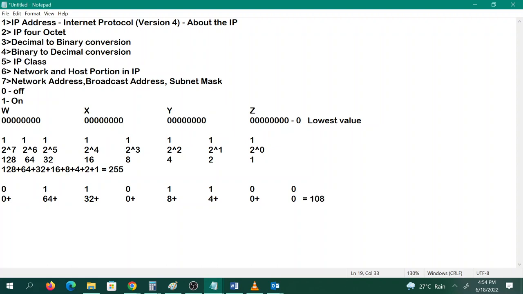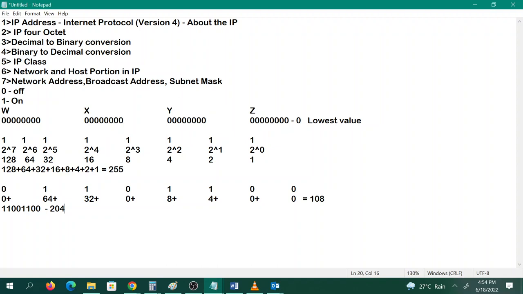108. Like if we get, for example, 1 1 0 0 1 1 0 0, and we calculate this value, it will be 204. So this is how you can convert from binary to decimal.